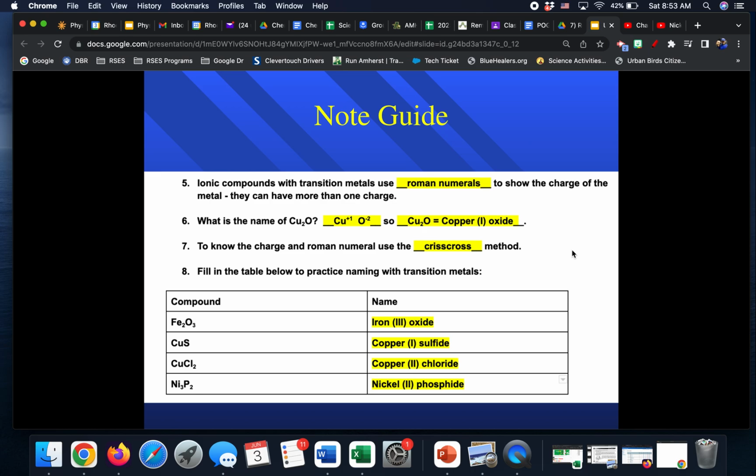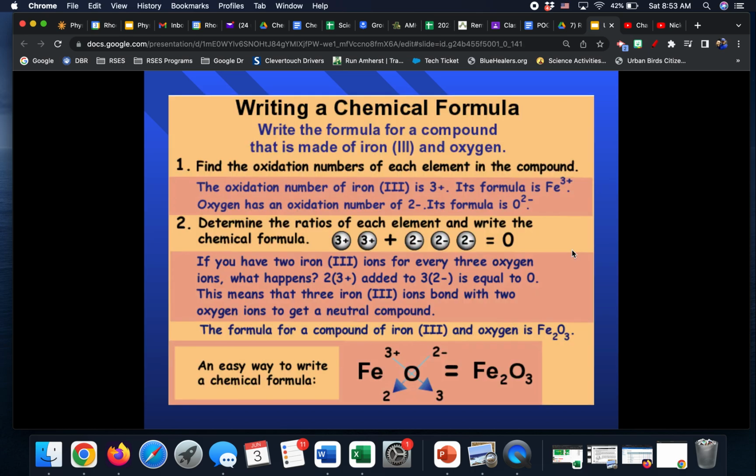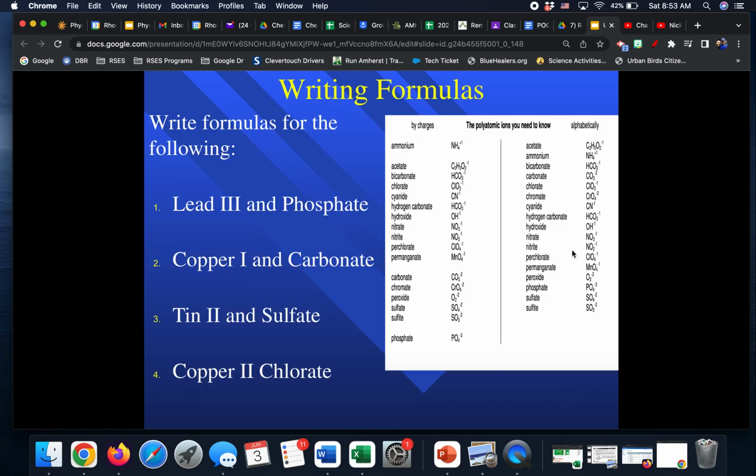Go ahead and put that in your note guide. Press pause till you have it. I'm going to skip this. We've already explained it pretty well. You can pause that and read it if you don't understand what I've said. Maybe this will be better for you. I think that backwards crisscross method is pretty good.